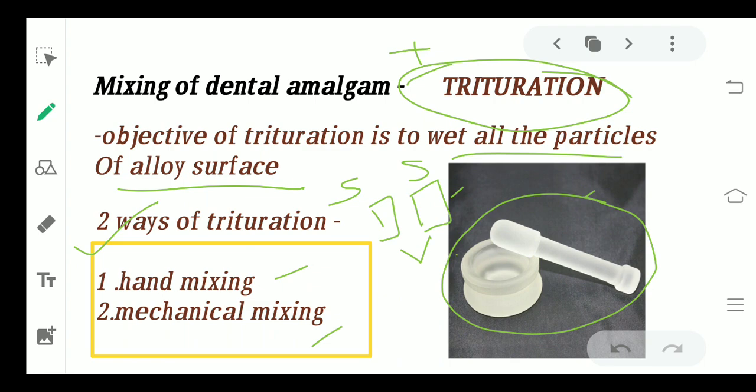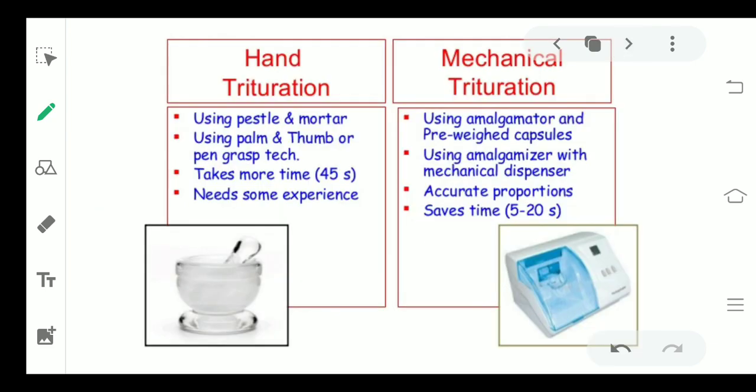What we do, we put silver in this and then we add mercury into this, and with the help of this we mix the whole mixture, and we make a smooth paste. That smooth paste is a kind of proof that now every alloy particle is wet with mercury, and that is known as trituration. This was hand trituration, in which we use a mortar and a pestle.